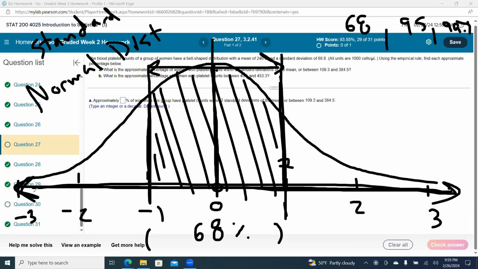So the area is the probability, and there's a 68% chance, or we also say 68% of our data is in between plus or minus 1. Okay, so what about plus or minus 2? So this is plus or minus 2 standard deviations from the mean right here.